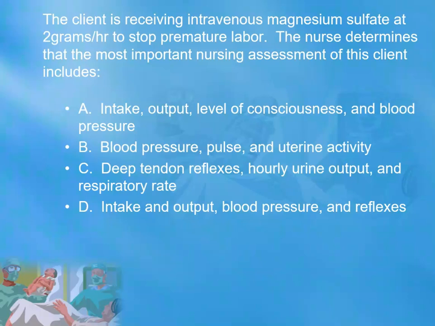So if you're looking at the patient on magnesium, what is the most important thing that you would be doing? Which one would you choose? These are your priority assessments. Not that all the others are bad, but your priority. This is what is most important, okay? So if you answered letter C, deep tendon reflexes, hourly urine output, and respiratory rate take priority. We're not so much worried about the blood pressure. We do look at the level of consciousness, don't get me wrong there. But as far as being the most important, it would be letter C.